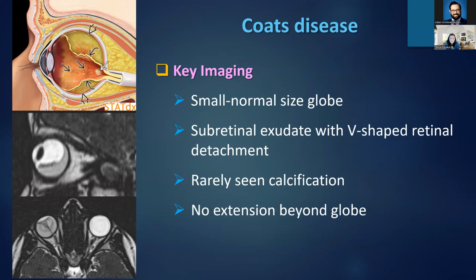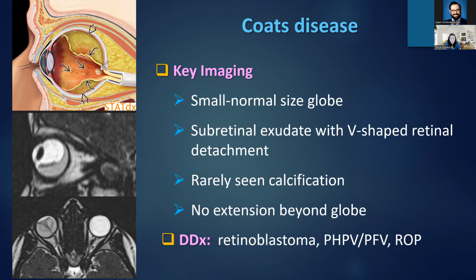So key imaging, as I mentioned, for leukocoria: check the size of the globe. This is small to normal, with a subretinal exudate and a V-shaped retinal detachment, rarely calcification, and normally just confined within the globe, with no extension beyond the globe. Always consider the differential diagnosis with retinoblastoma, PHPV, or ROP.